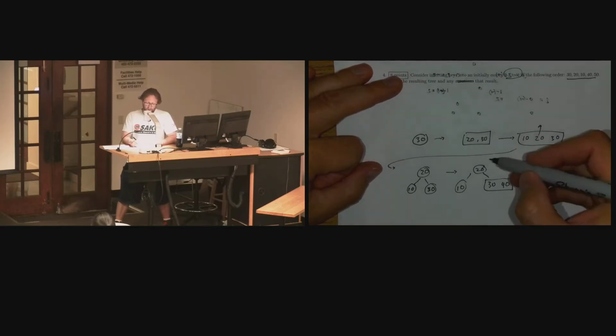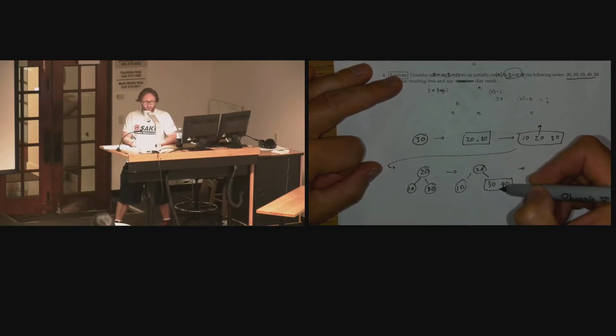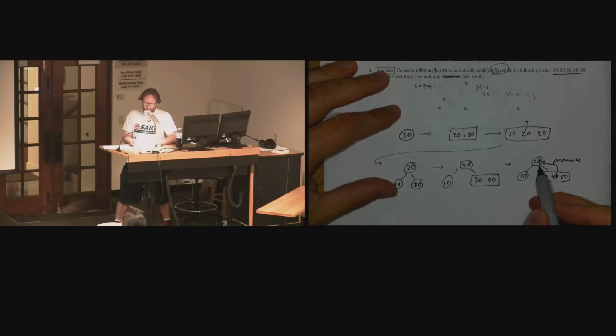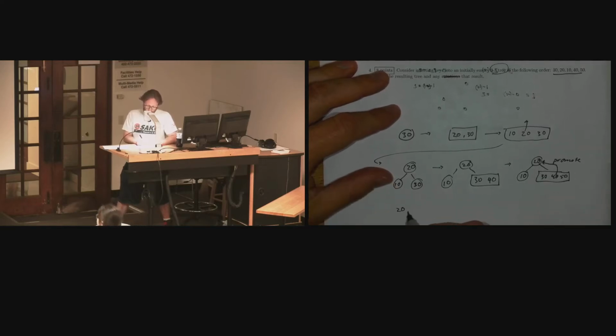What happens to 50? 50 is greater than 20, so it comes down here and gets inserted as, temporarily, 30, 40, 50. But it's full. So what do we do? We promote 40 up. Is there room for it to live? Yep, there's plenty of real estate in there. So 20, 40. That becomes a 2-node.